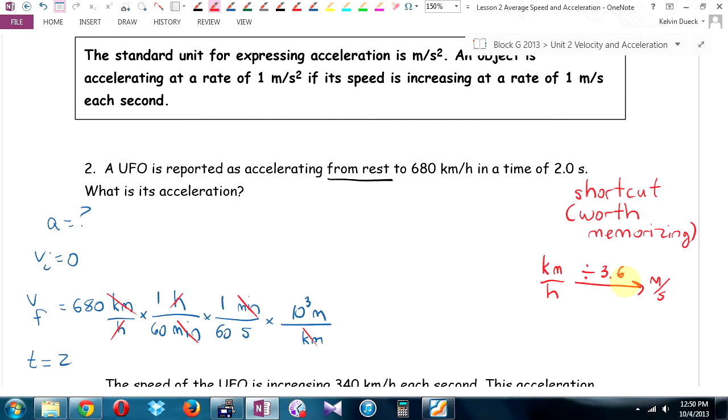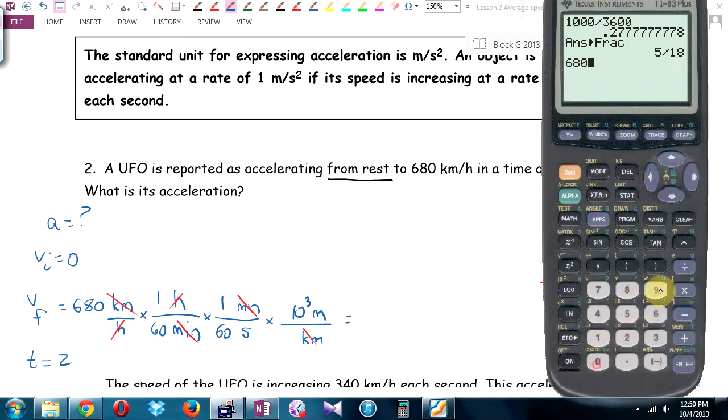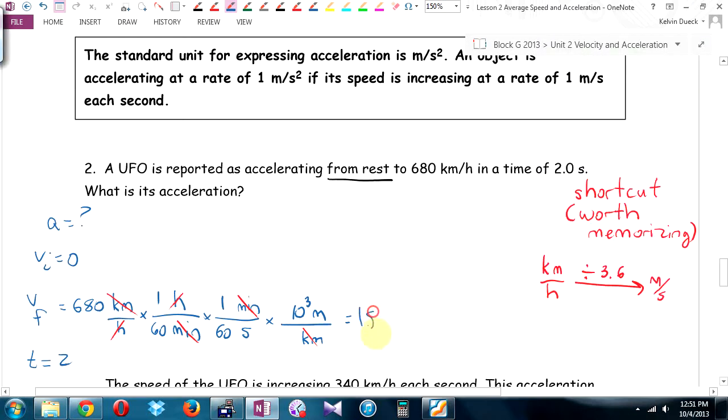Anyways, what is 680 divided by 3.6 in meters per second, please? You got 188.8888888? No? Try again. 680 divided by 3.6, or 680 times 1,000 divided by 60 divided by 60. I'm going to write down 189. I'm going to keep this on my calculator, though. Let's come back.